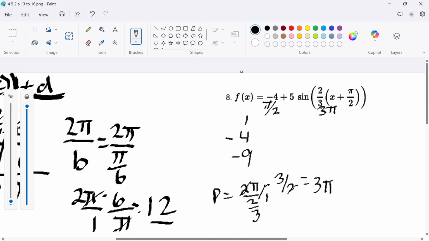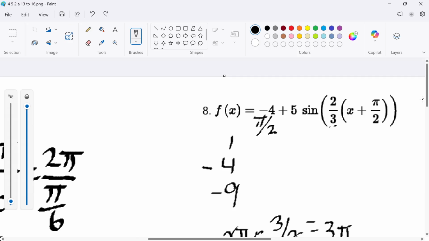And now 3 pi is 6 pi over 2, so this is 7 pi over 2, that's not enough room. Let me zoom in a little bit, put 3 pi over here. I've got to have enough room to write it. So 3 pi is 6 pi over 2 plus pi over 2 is 7 pi over 2 divided by 2. 7 pi over 4 is the midline.